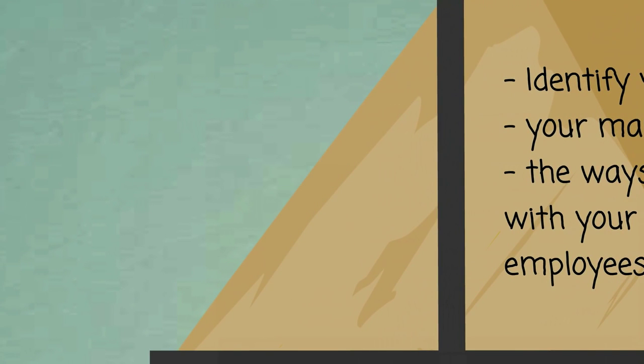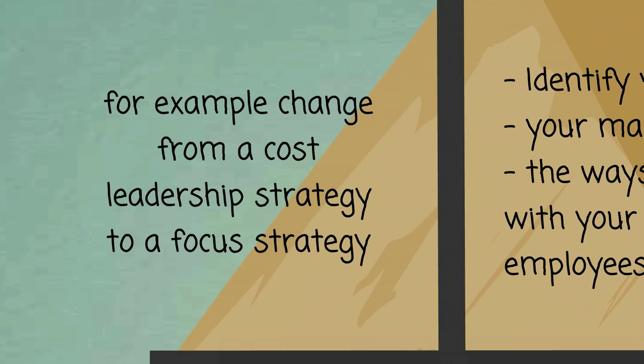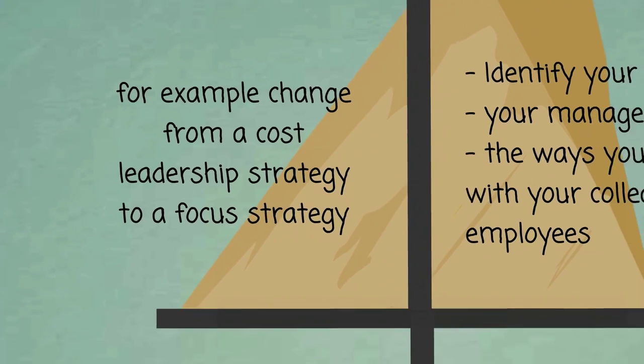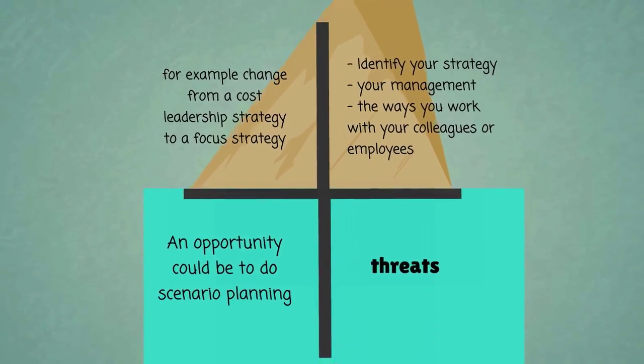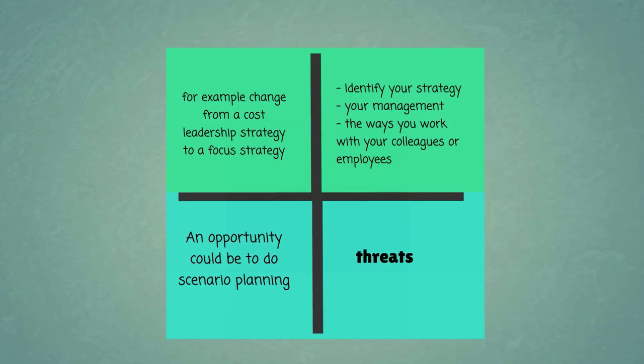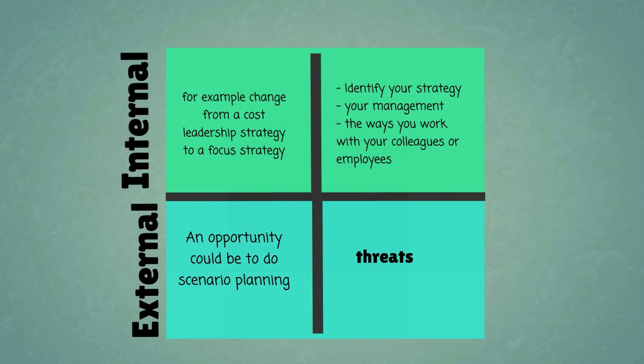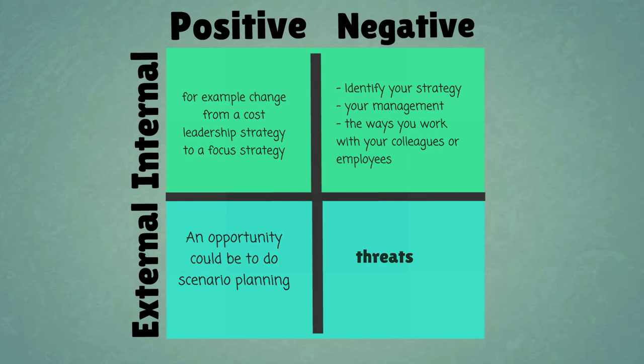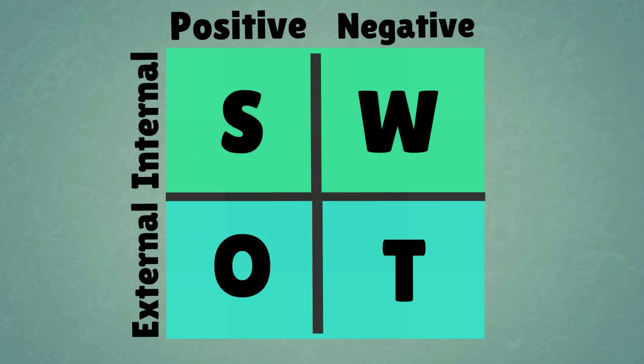You could, for example, change from a cost leadership strategy to a customer-focused strategy. While the internal forces can be influenced, the external ones cannot. But by taking these external forces into account, the organization can anticipate on seizing opportunities and bypassing threats in the marketplace.